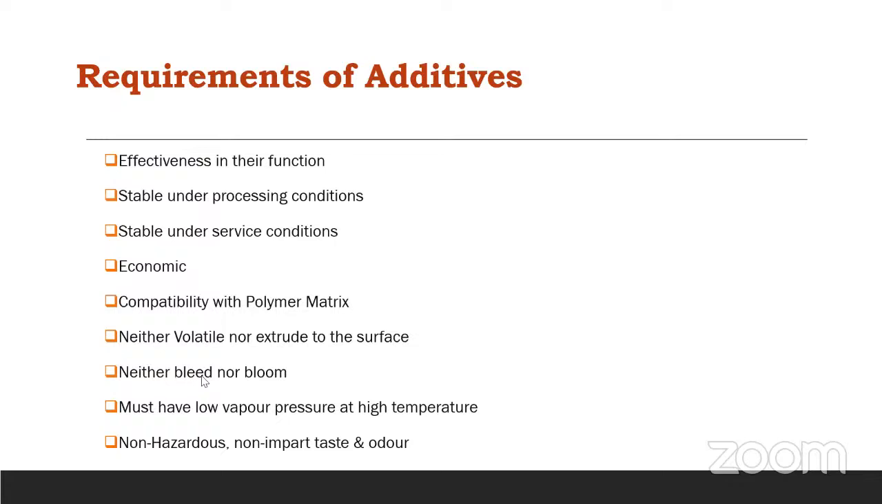Then your additives should be non-hazardous, and non-imparting of taste and odor, so they can avoid unwanted colors or odors in your final product. Now for food grade polyethylene, which is generally used in food containers, additives like antioxidants and some slip agents are added. These additives should be non-toxic, odorless, and able to withstand the heat without altering your food container or food packaging properties.